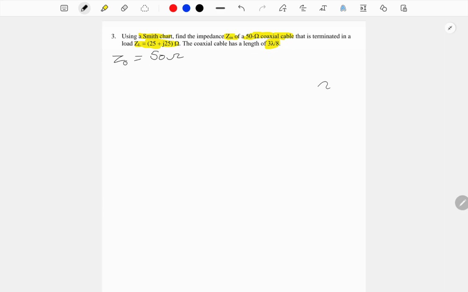So you could just memorize the direction of where to go, but this is what I like to do. I like to draw the circuit. So this is the load, ZL, and that's 25 plus 25j, and then you have the distance from the generator. So this is 3/8 lambda. That's this distance.